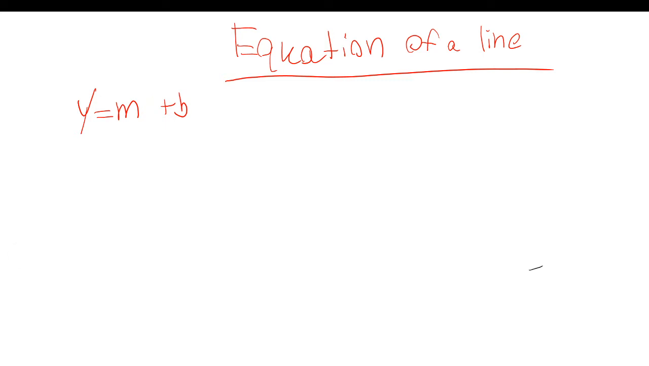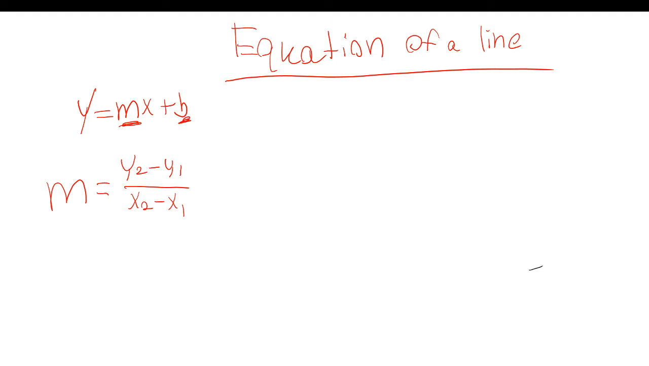Here, x and y are just coordinates, and m and b are constants. m is the slope. The slope, m, is just y2 minus y1 over x2 minus x1. This is how you find the slope. If you want to find the slope of a line, you take the difference in the y coordinates and divide it by the difference in the x coordinates. And b is the y-intercept.